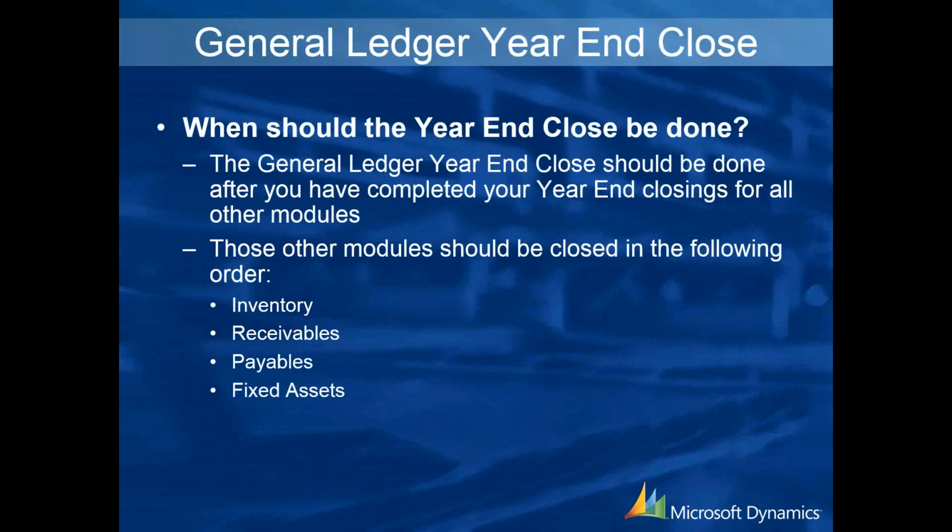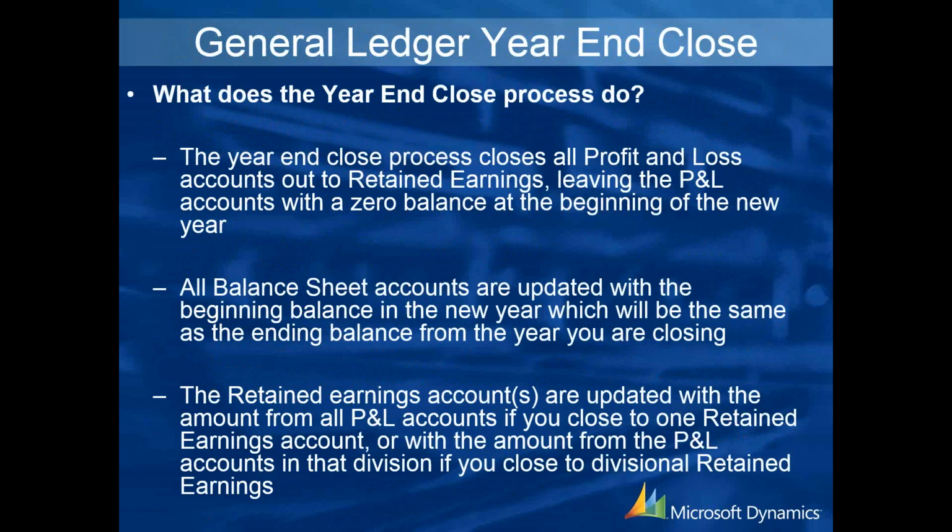Okay, when should it be done? After all these other modules: inventory, receivables, payables, and fixed assets. That's when the GL should be closed. And it will close all P&L accounts to the retained earnings account, leaving the P&L accounts with a zero balance at the beginning of the new year. All balance sheet accounts are updated with the new year, which will be the same as the ending balance from the year you are closing. And then the retained earnings account or accounts are updated with the amount from the P&L account if you close to one or divisional retained earnings account.